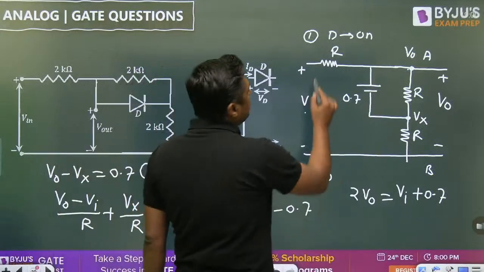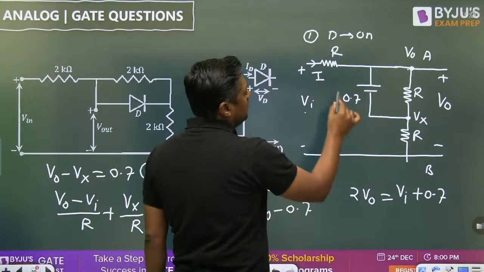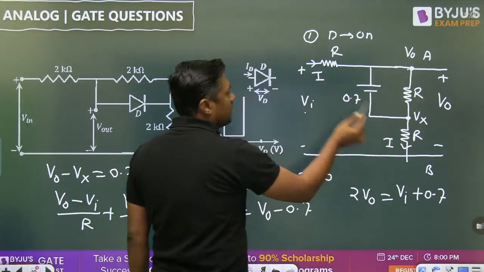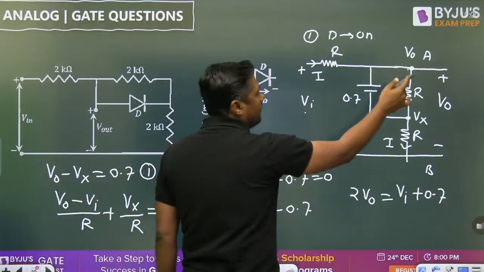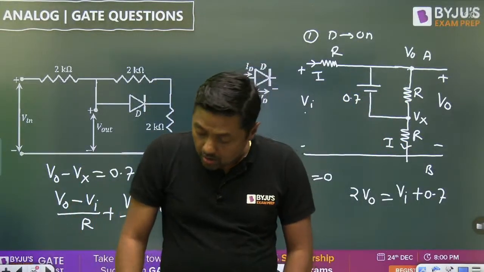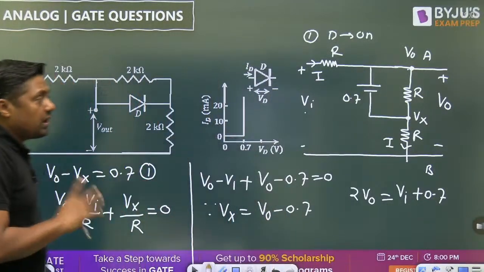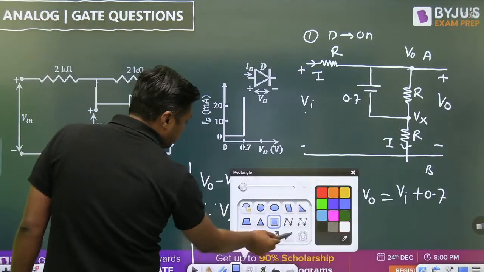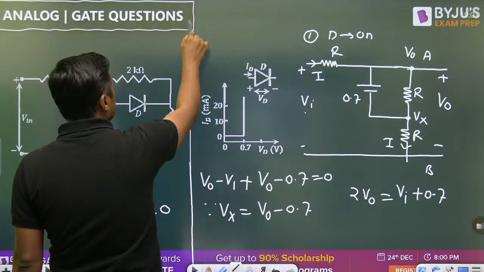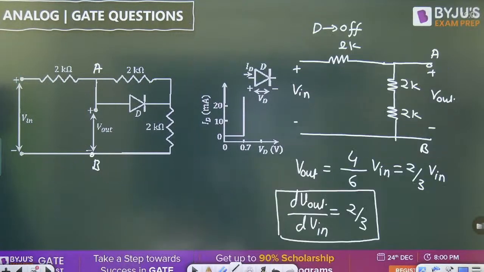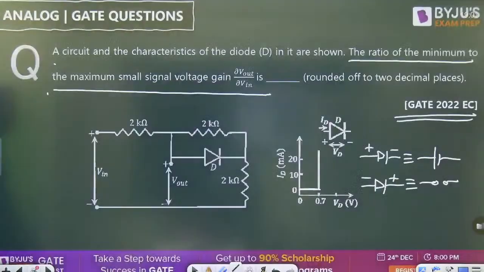right? You can directly consider one current here, I, the same current will pass here, I, write down the KVL, you will get the I. Now finally you can find the value of V0 in terms of what? I. Again you are going to get the same answer for this question. Okay, so any doubt then you can ask. Don't try to mug up the question. This is from 2022. Next question.